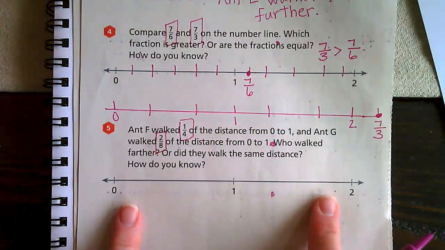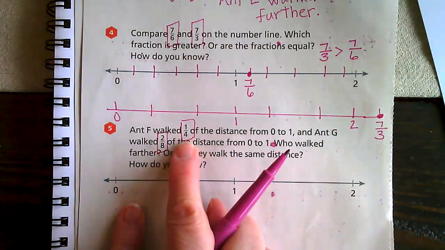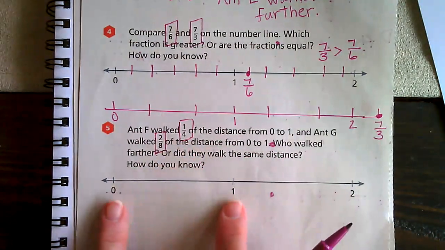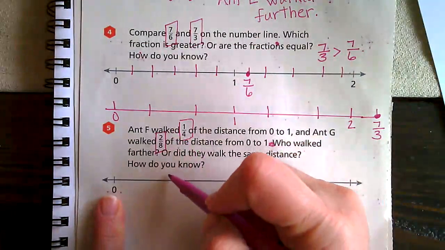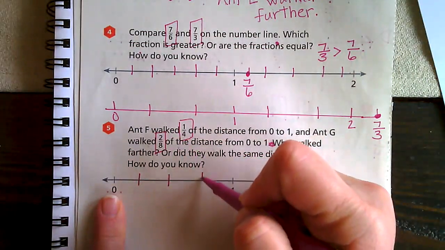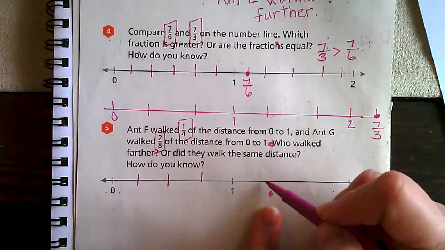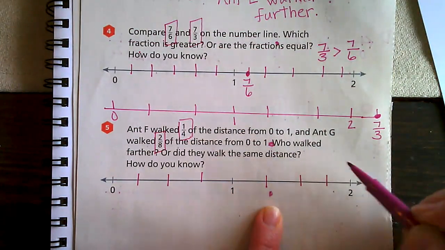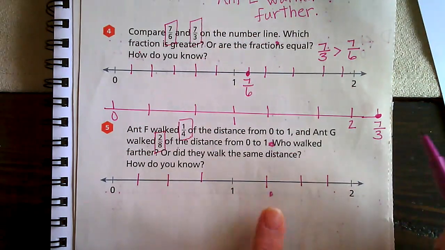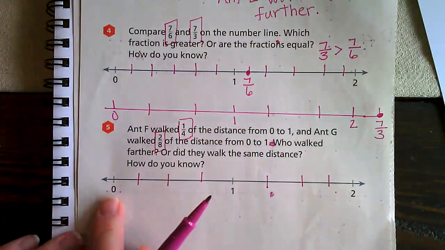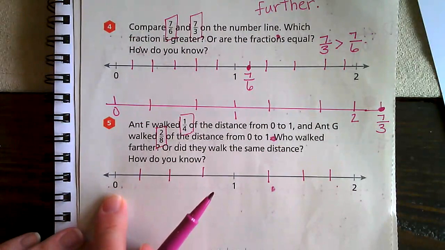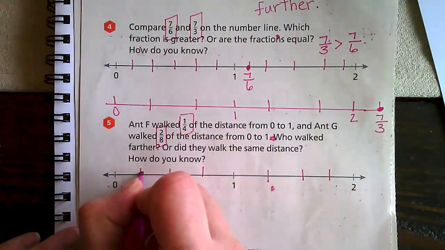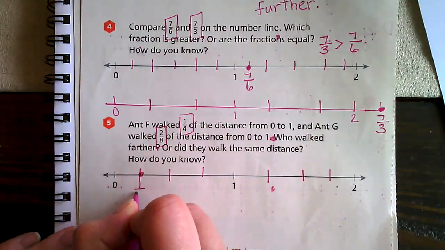So let's use this first number line to show our fourths. So let's split our whole into 4 equal groups. Let's do each one into 4 equal groups. And let's find where 1/4 would be. 0/4, 1/4.